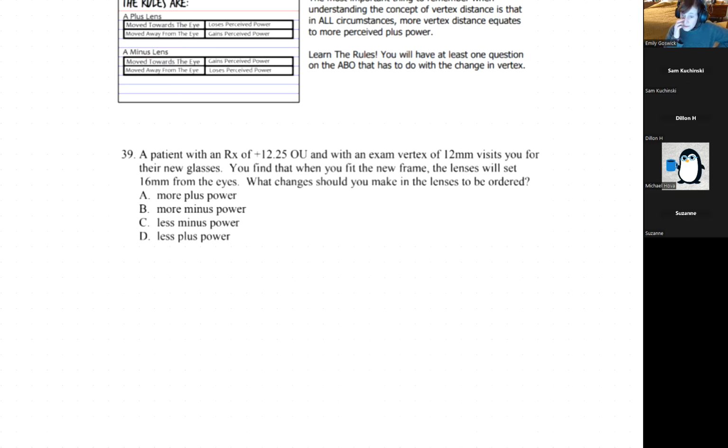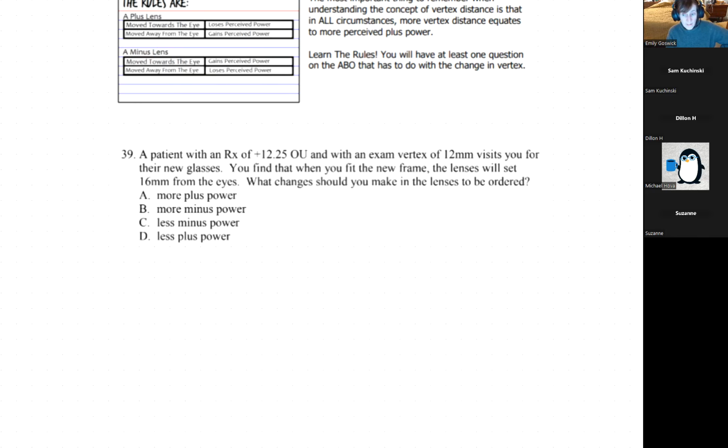Basically, this one says a patient with the RX of plus 2.25 OU and with an exam vertex of 12 millimeters visits you for their glasses. You find that when you fit the new frame, the lenses will sit 16 millimeters from the eye. What changes would you make in the lenses to be ordered?